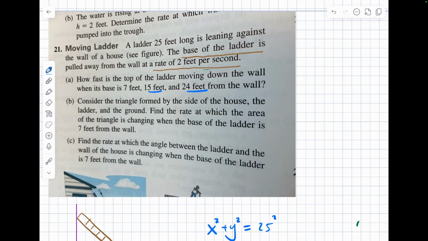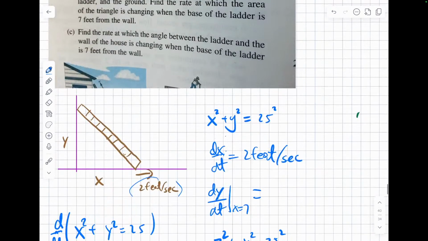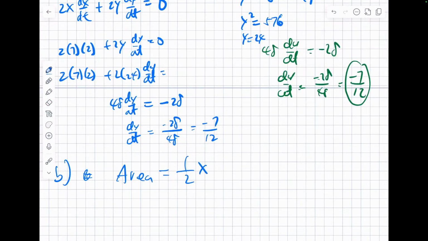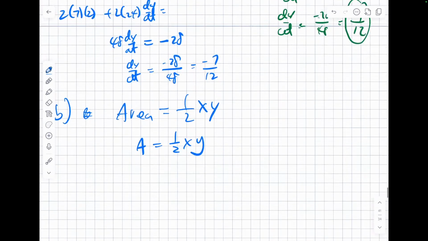Consider the triangle area formed by the side of the house and the ladder. Find the rate at which the area of the triangle is changing when the base of the ladder is 7 feet from the wall. So we are looking for this area now. What will be the relationship I'll be using? One half base times side, because we're talking about area. In this case, it's going to be x times y. Is that okay? So A equals 1/2 xy. Can I take the derivative with respect to time? Sure. We want to find out what dA/dt is.